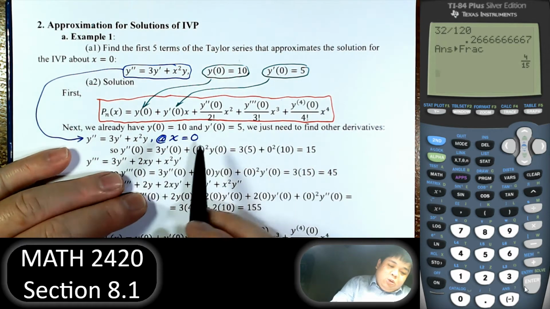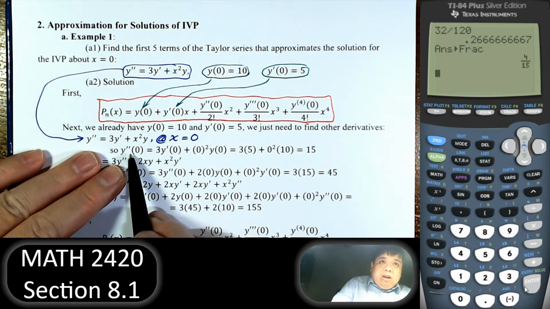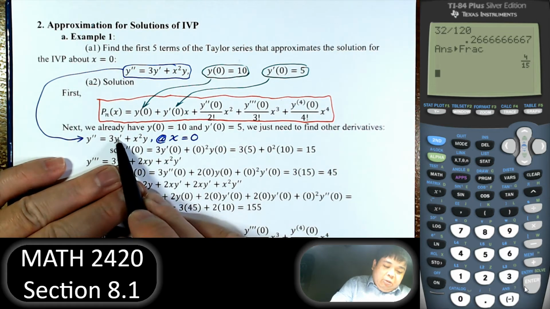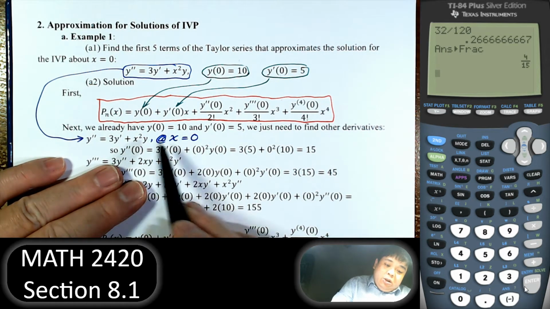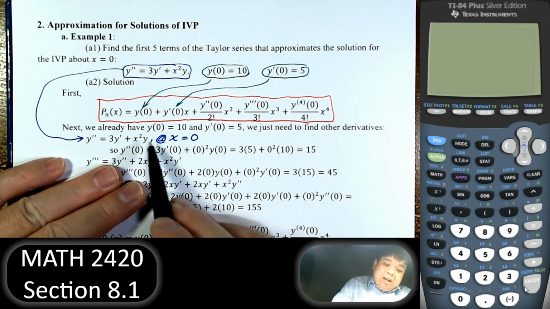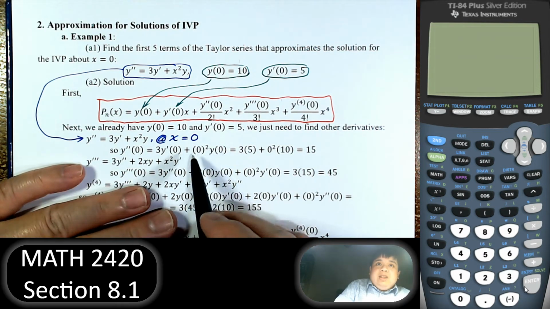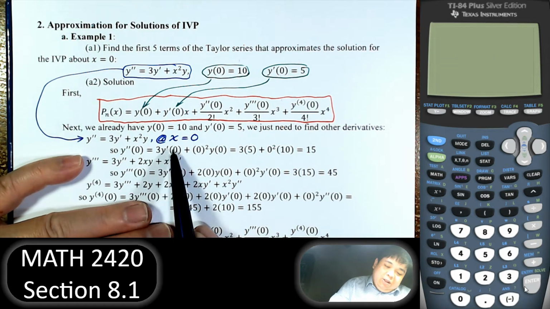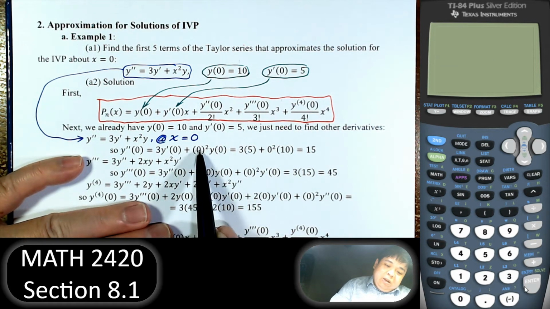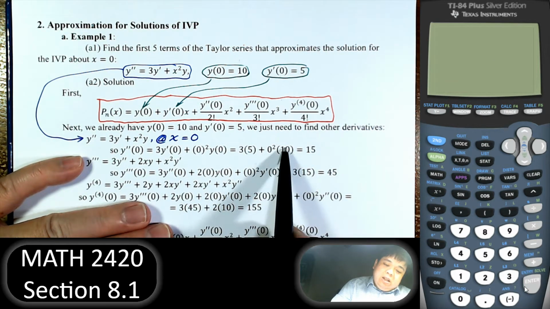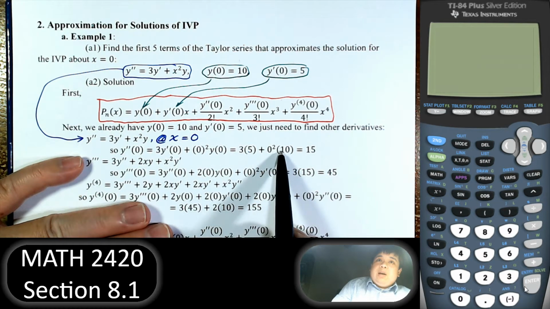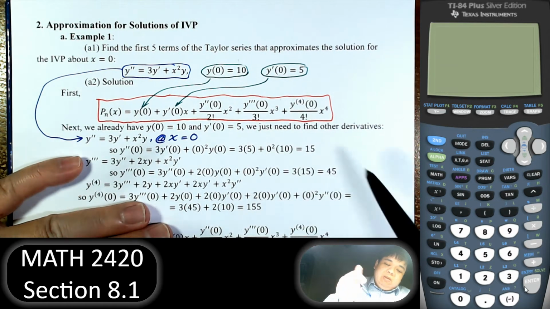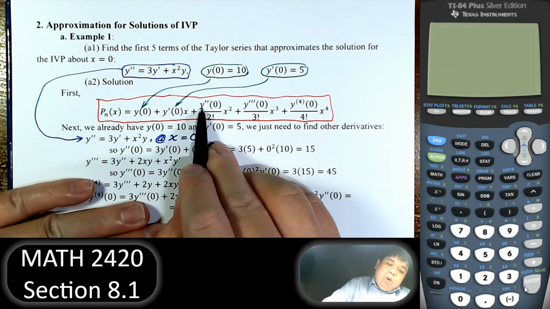At x equal to 0, we have the second derivative at 0. The derivative evaluated at 0. We have x equal to 0. The function evaluated at 0. So we just put 0 in for x. And so we have 3 times the derivative plus 0 squared times y of 0. So that's what we have. 0 squared, 0 times 10 is 0. 3 times 5, 15. So the 15 will go here.